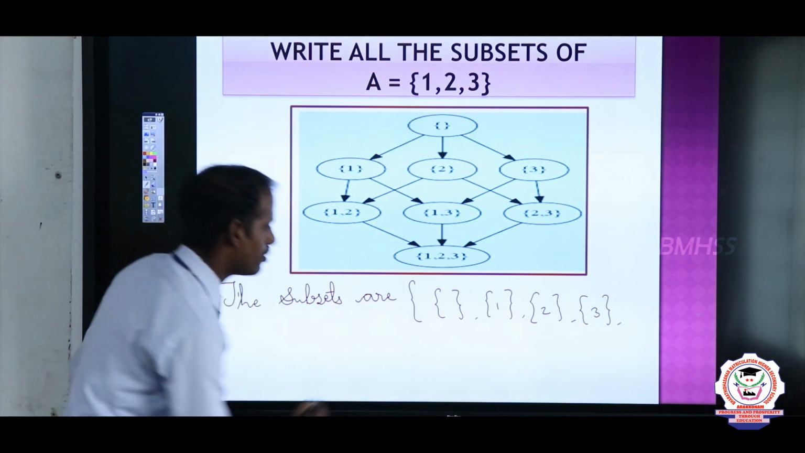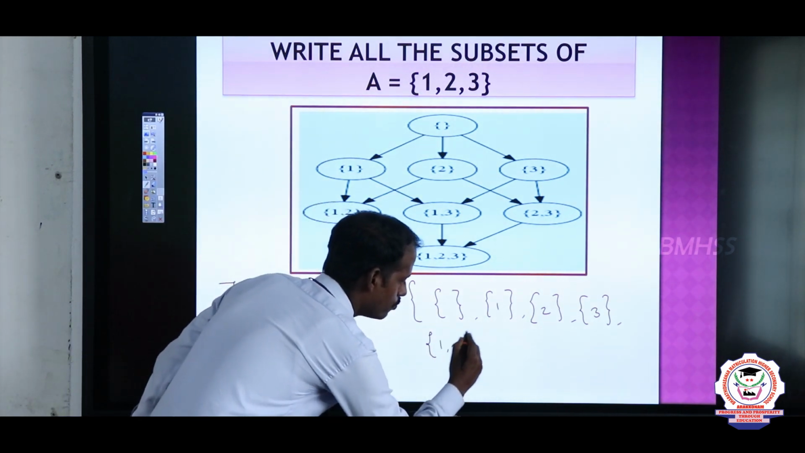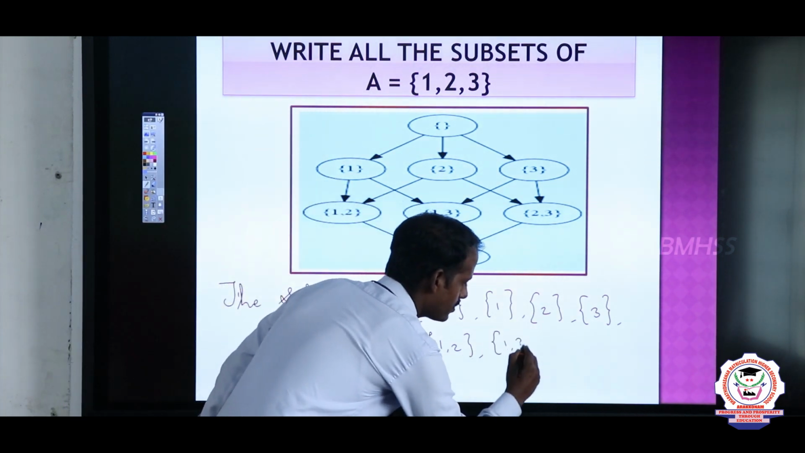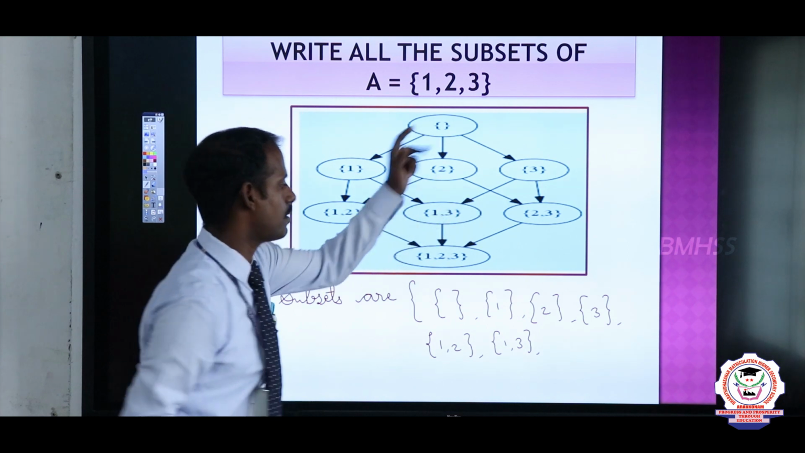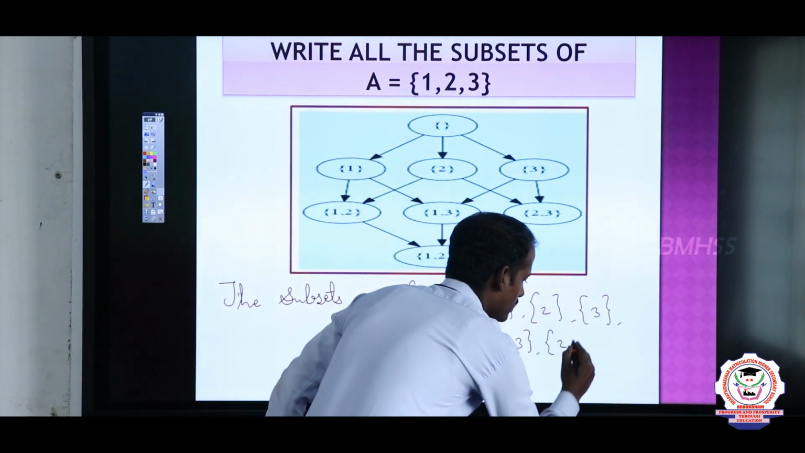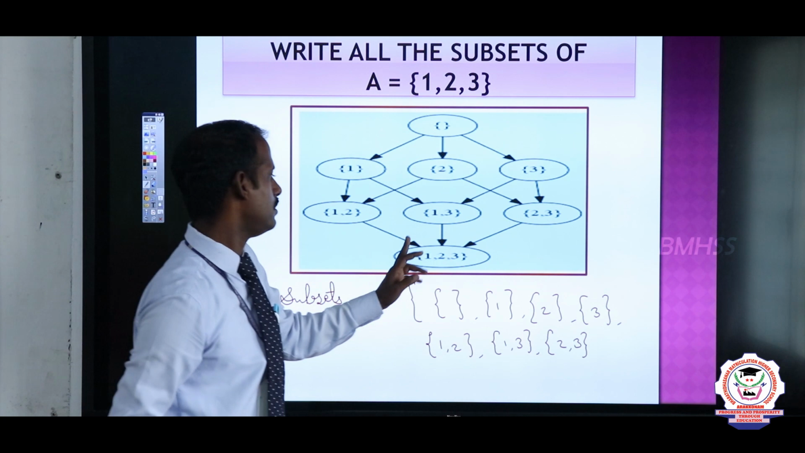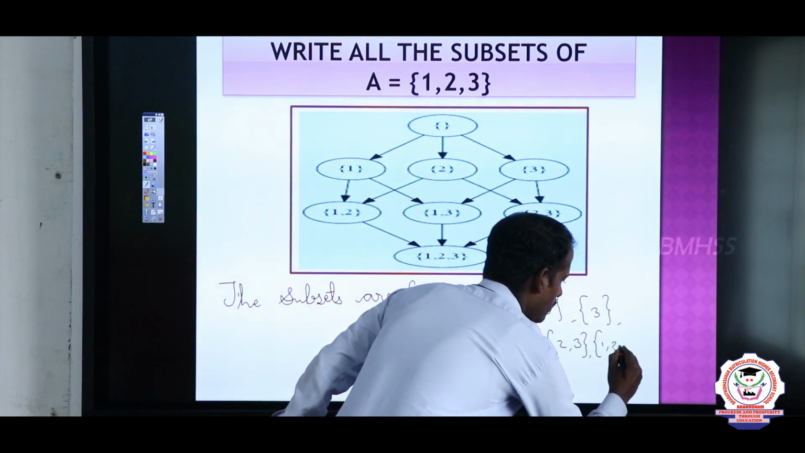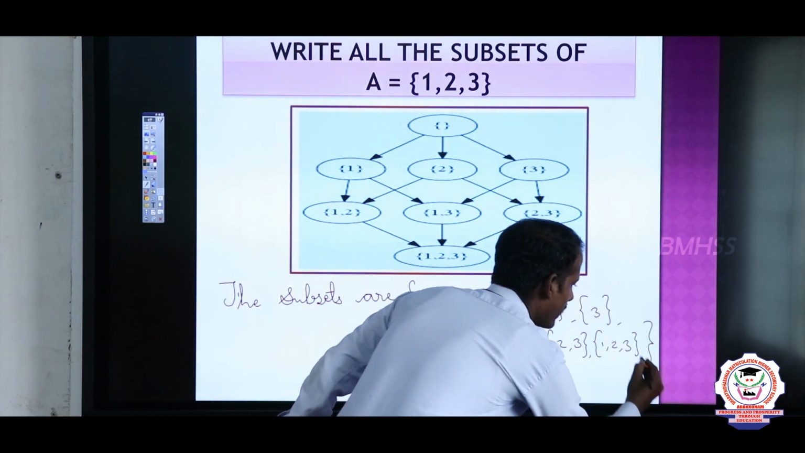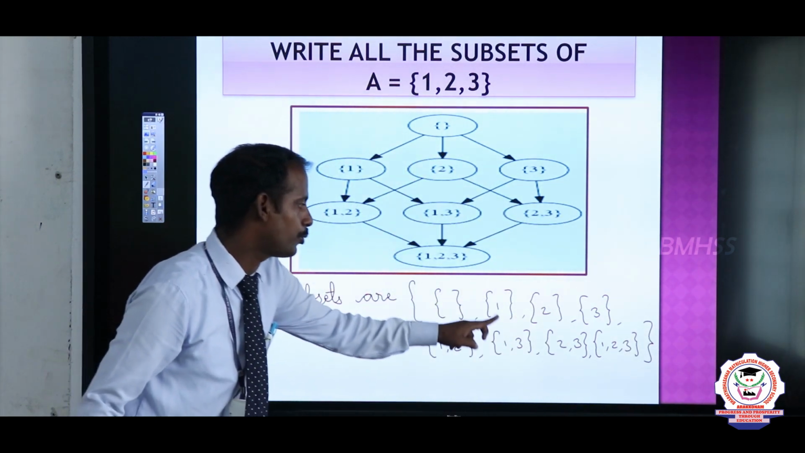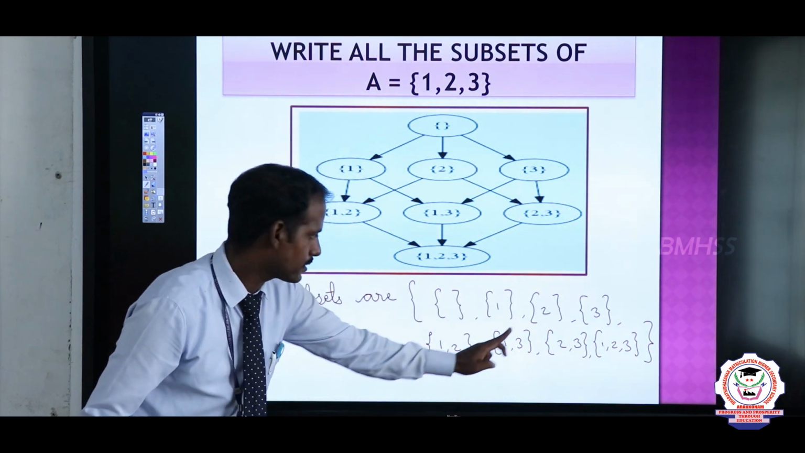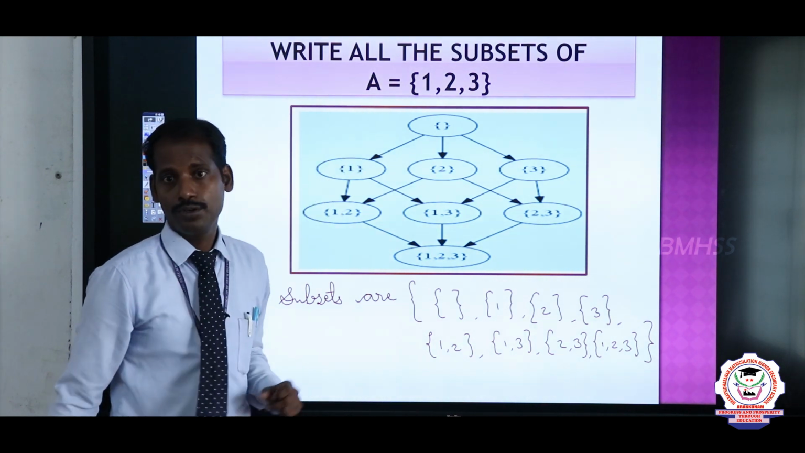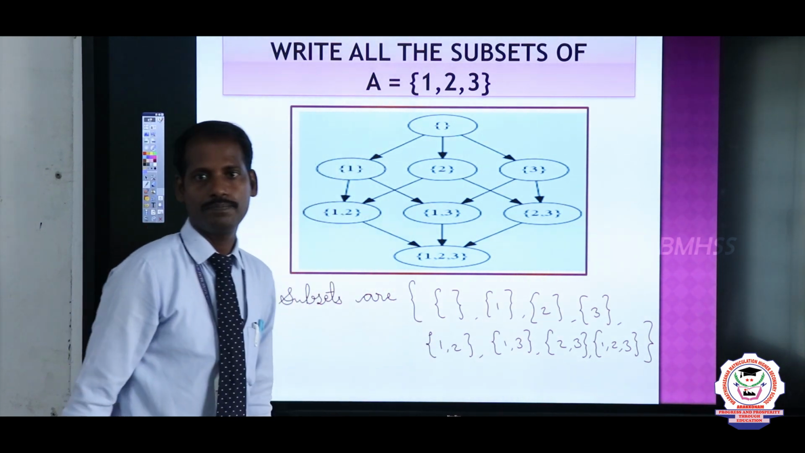Next {1, 2}, this is another subset. Next {1, 3}, another subset. Next {2, 3}, another subset. Next {1, 2, 3}. So how many subsets are possible? 1, 2, 3, 4, 5, 6, 7, 8. Only 8 possibilities are there in the A set. So these are our subsets.